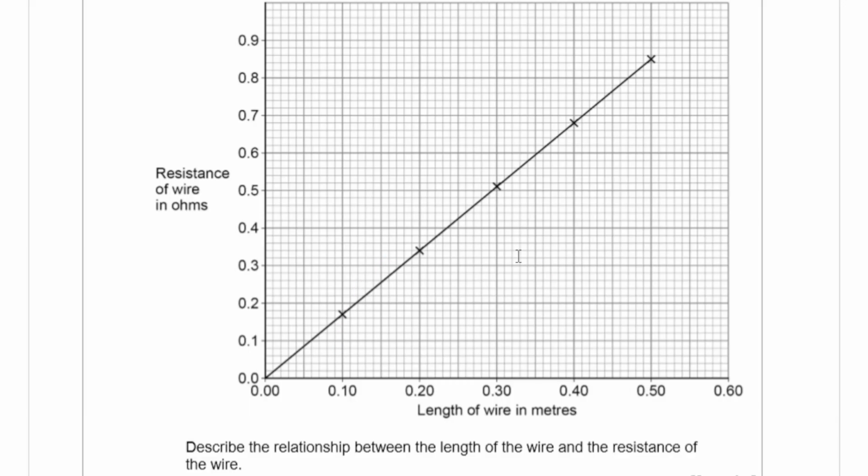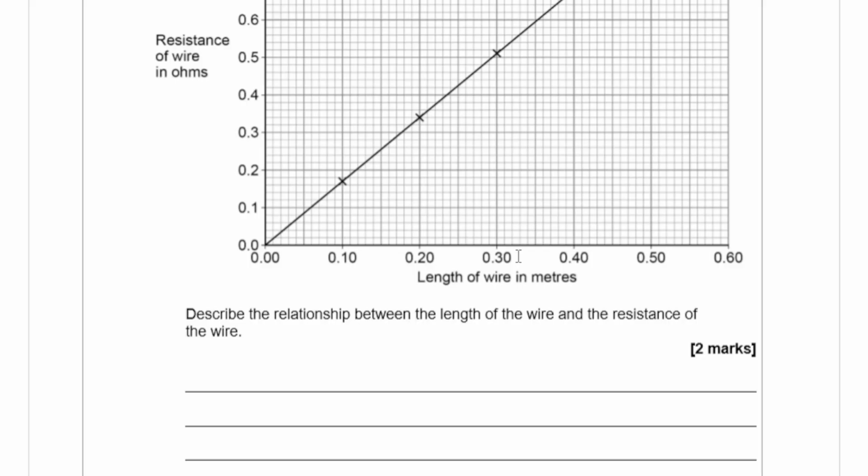Describe the relationship between the length of the wire and the resistance of the wire. The answer is resistance is directly proportional to the length of the wire. Most students would often say that as the length of the wire increases, the resistance increases. That just gives you 1 mark. You need to use the words directly proportional to gain the 2 marks.